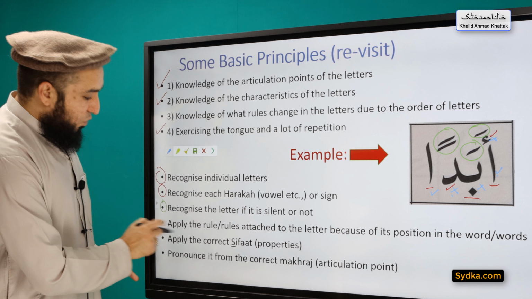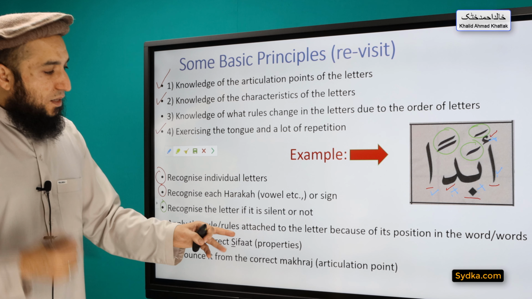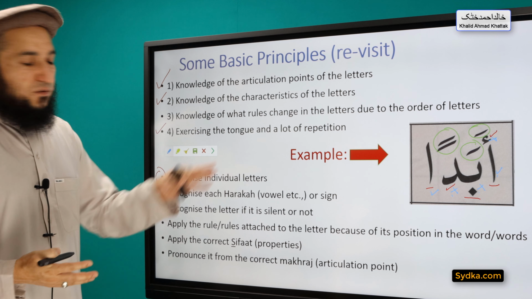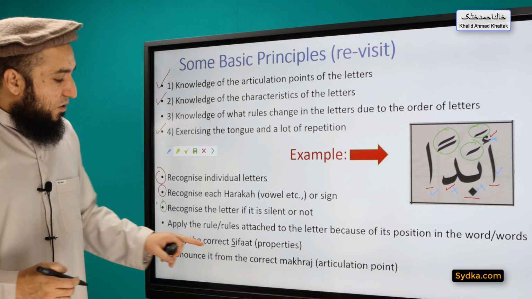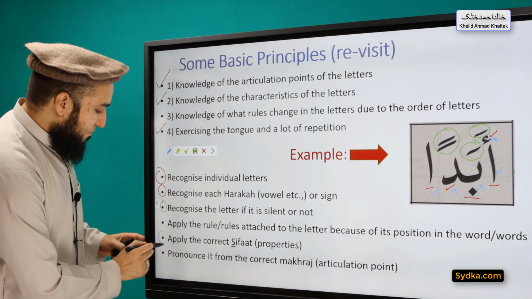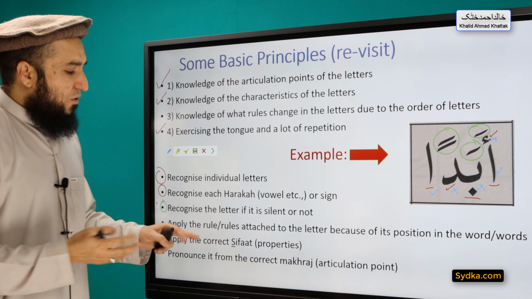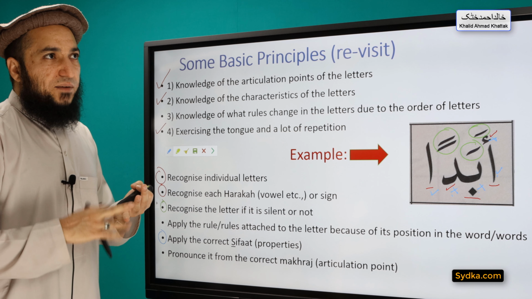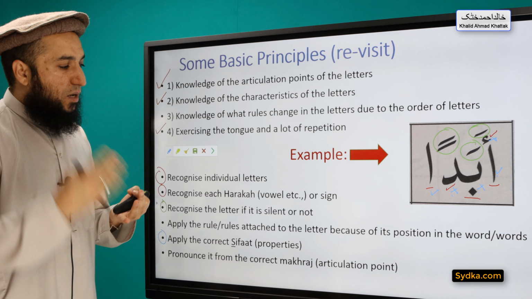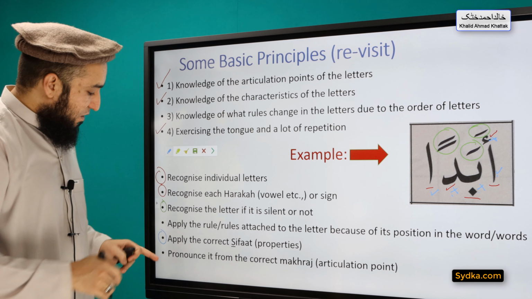And the next one is we apply the rules that attach to individual letters. We will study that in advanced level. Apply the correct sifat. We have studied only a few of them. One of them would be if the letter is heavy or light. So we apply those rules, and the rest we will study in advanced level.